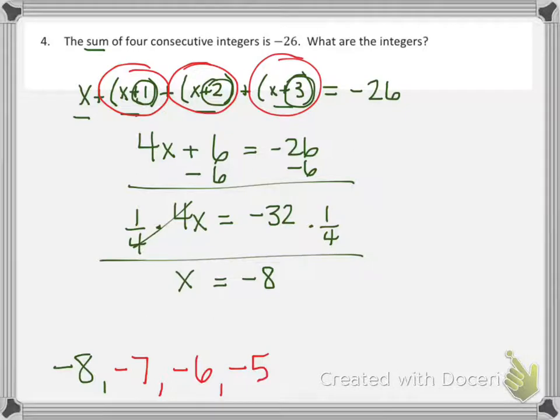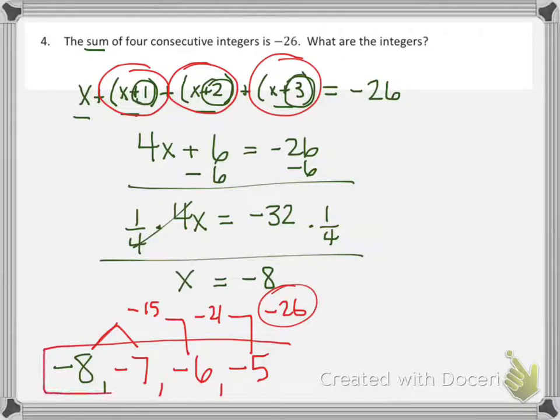When you add those together, it should be negative 26. So let's make sure of that. This is negative 15, and another negative 6 would be negative 21, and negative 21 and negative 5 would be a negative 26. So yes, it checks out. This is my list of consecutive integers that add up to be negative 26.